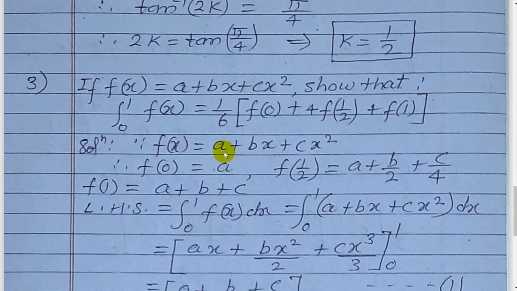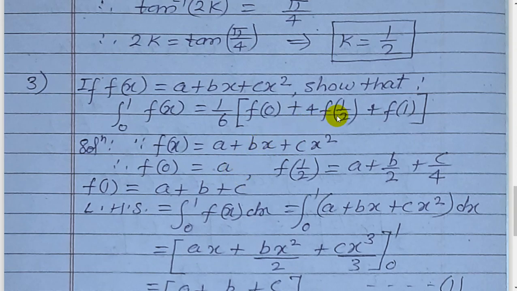Since f of x equals a plus bx plus cx square is the given function in the question, you can check here. F of x equals a plus bx plus cx square. So we write here. Now put x equal to 0 on both sides because we need to find f of 0. So put x equal to 0 on both sides in this function. Therefore f of 0 equals a plus b into 0 plus c into 0 square. So they will be 0. We get f of 0 equals a only.